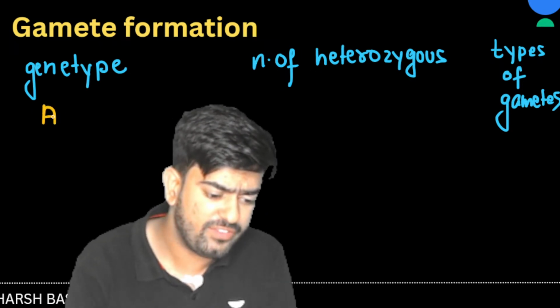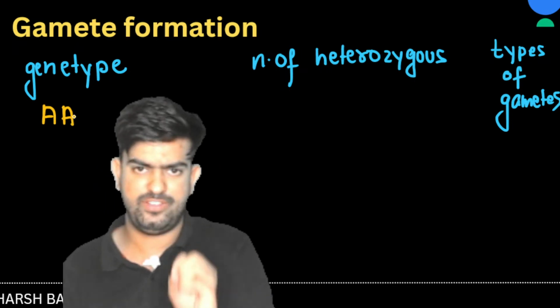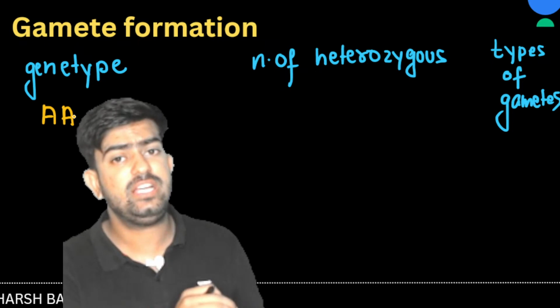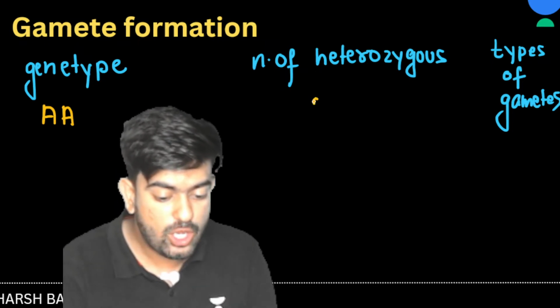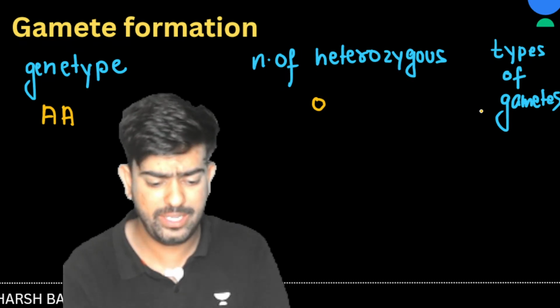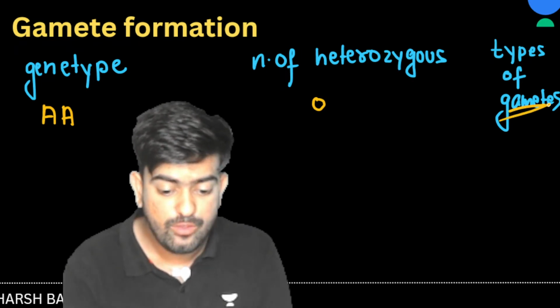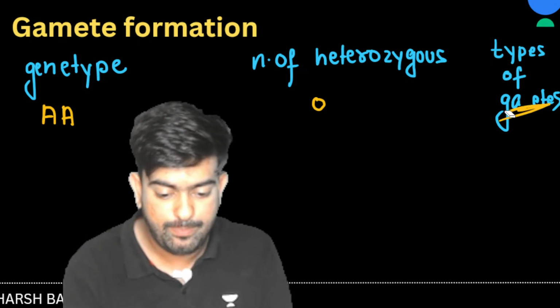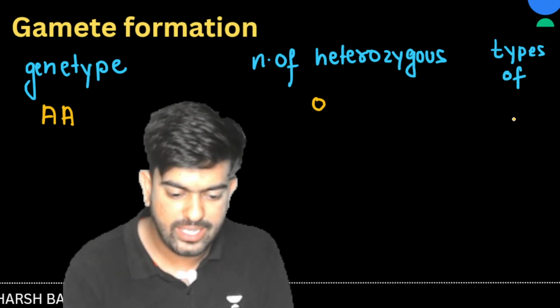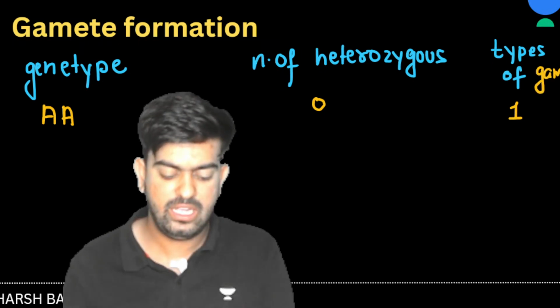So here we have capital A and capital A. The number of heterozygous pairs is what? It is 0, because this one is a homozygous condition. How many types of gametes are we going to get? We are going to get one type of gamete, a single type of gamete. Okay, great. This was very easy.